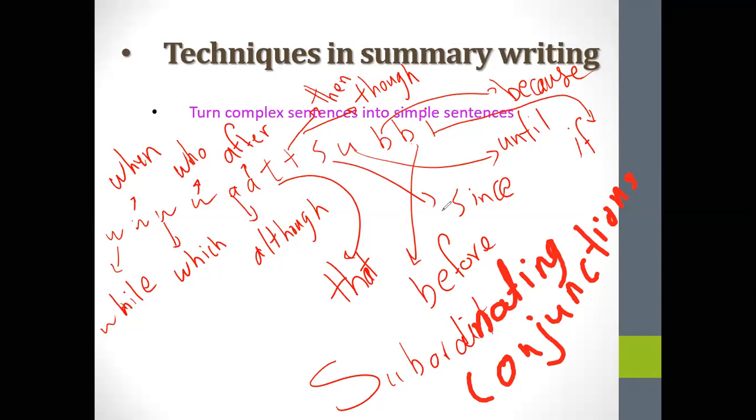Back again to our idea, any complex sentence must have one of these conjunctions: while, when, who, which, where, although, after, that, then, though, since, before, until, because.